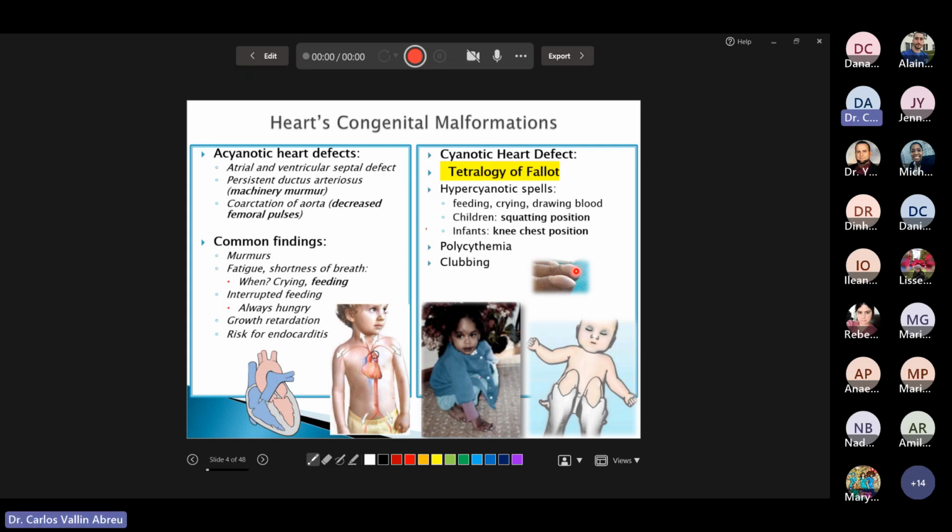So this is the clubbing, the polycythemia, and the cyanosis. You are going to have a baby that is purple, has cyanosis, and with the passing of time, if this is not corrected surgically, will develop clubbing, and the hemoglobin will be very high.